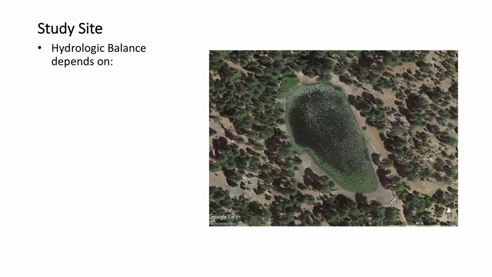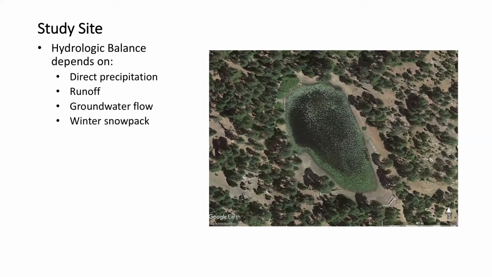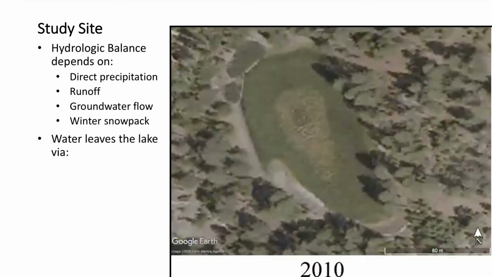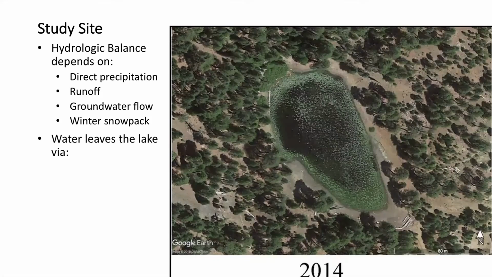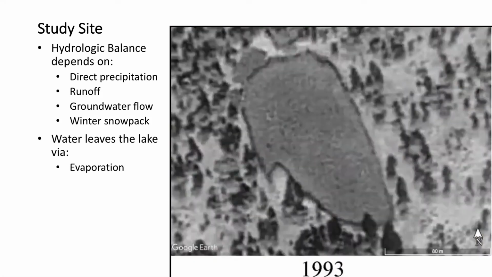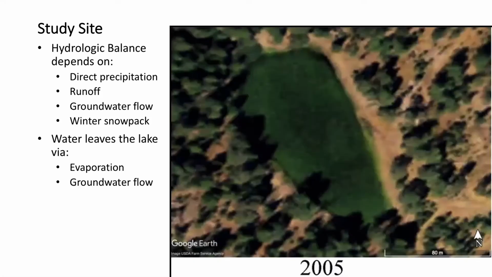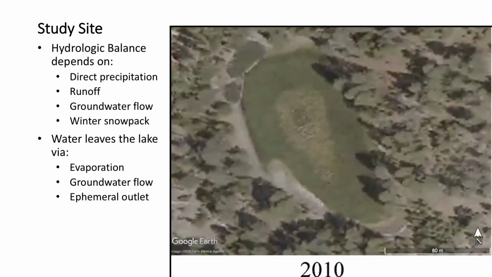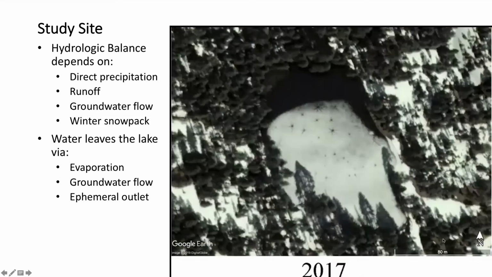Barley Lake's hydrologic balance depends on direct precipitation, runoff from the surrounding watershed, groundwater flow, and winter snowpack observed via Google Earth imagery. Water leaves Barley Lake via evaporation, groundwater flow, and an ephemeral outlet located at the lake's southeast section.